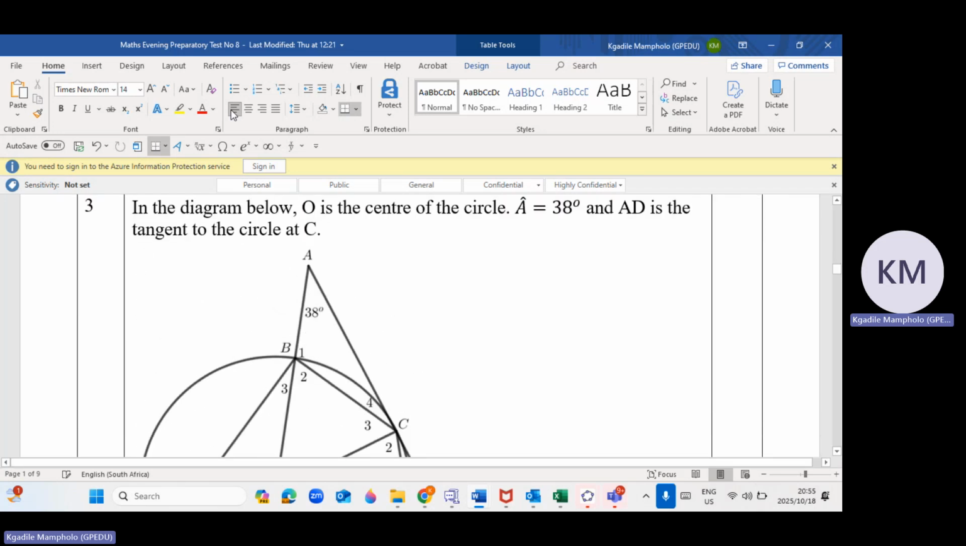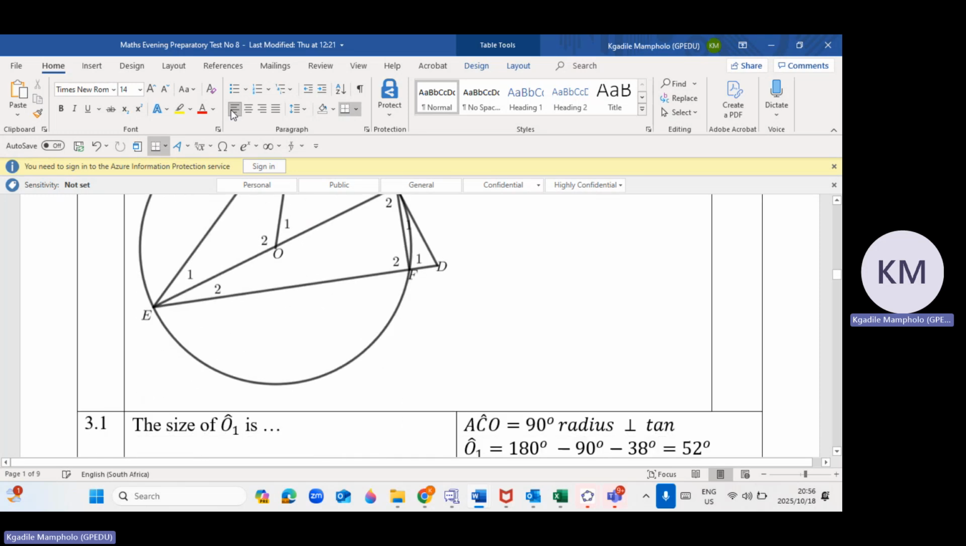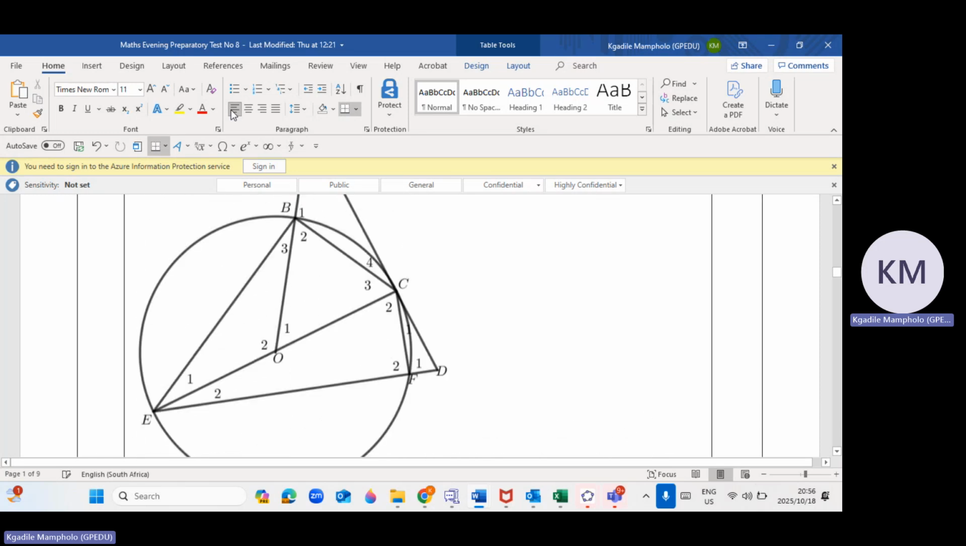Now let's go to number 3. In the diagram below, O is the center of the circle, A is 38 degrees, and AD is the tangent to the circle at C. First question, find the size of O1.